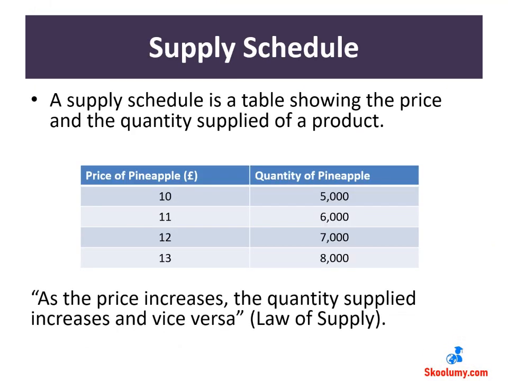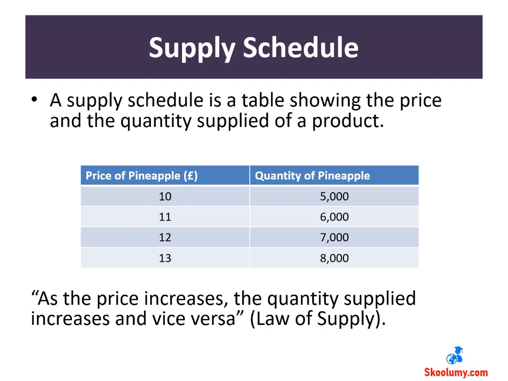Supply schedule. A supply schedule is a table showing the relationship between the price and quantity supplied of a product. From the table, there is a direct relationship between price and quantity supplied. The higher the price, the higher the quantity supplied. The lower the price, the lower the quantity supplied.